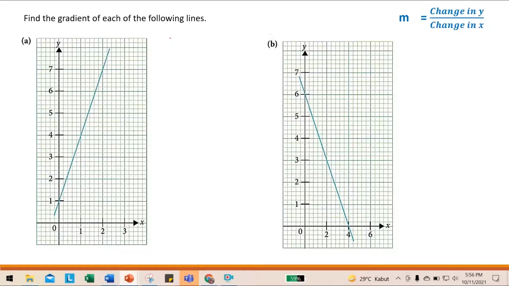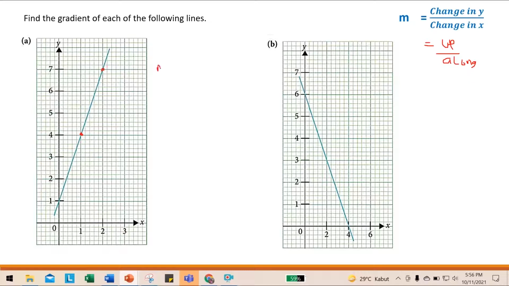Find the gradient of each of the following lines. So remember, to get the gradient is change in y out of change in x, or how far up out of how far along. So for example, in equation A, to get the gradient we must choose 2 points on the line with coordinates that can be read easily.